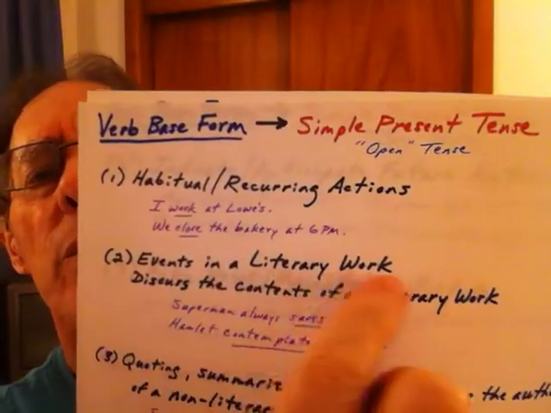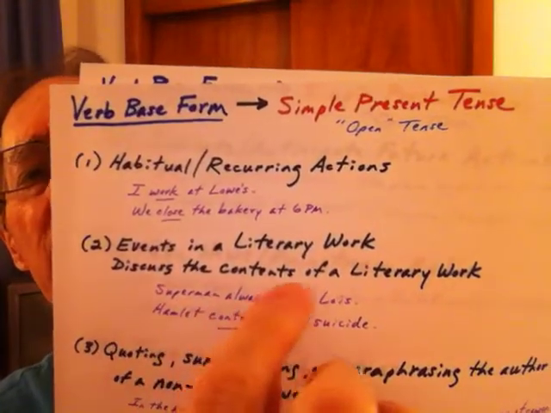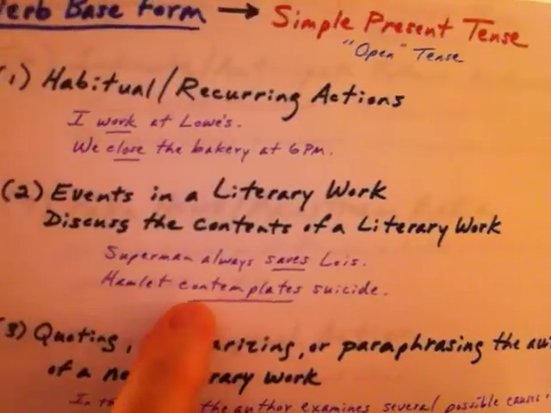Okay, the second application would be events. To describe events in a literary work, it's used in expressing events in a literary work, or to discuss the contents of a literary work. That's when the verb base form is used. An example would be, okay, Superman always saves Lois. Saves, verb base form or simple present tense. Or you could say, Hamlet contemplates suicide. Okay, those are two examples.